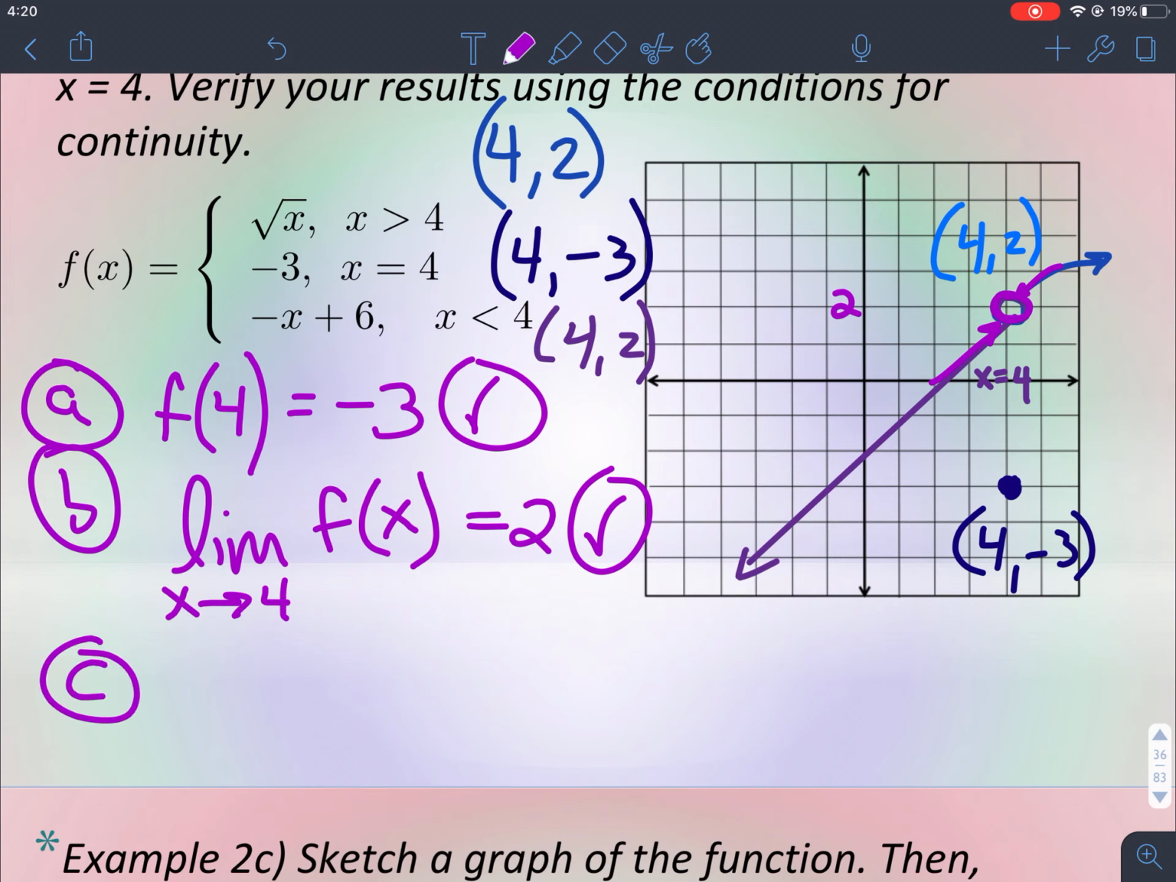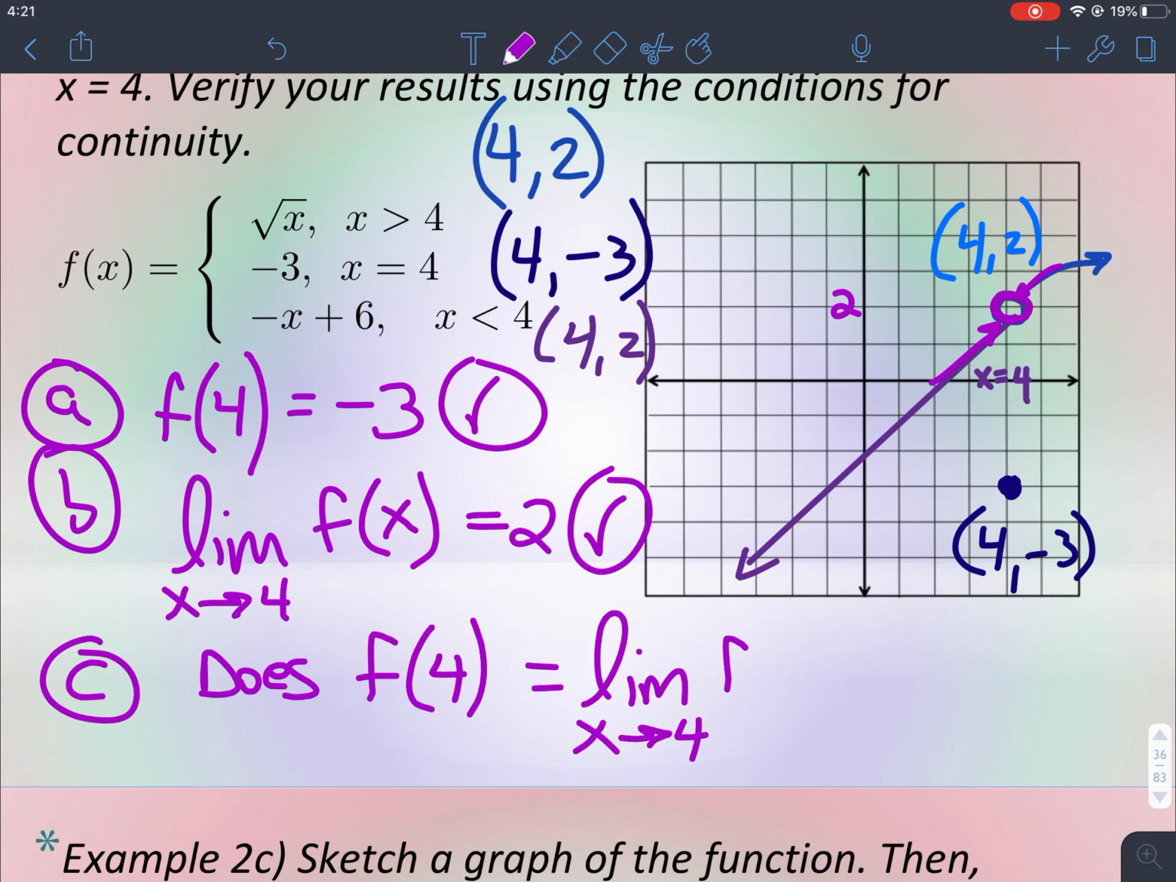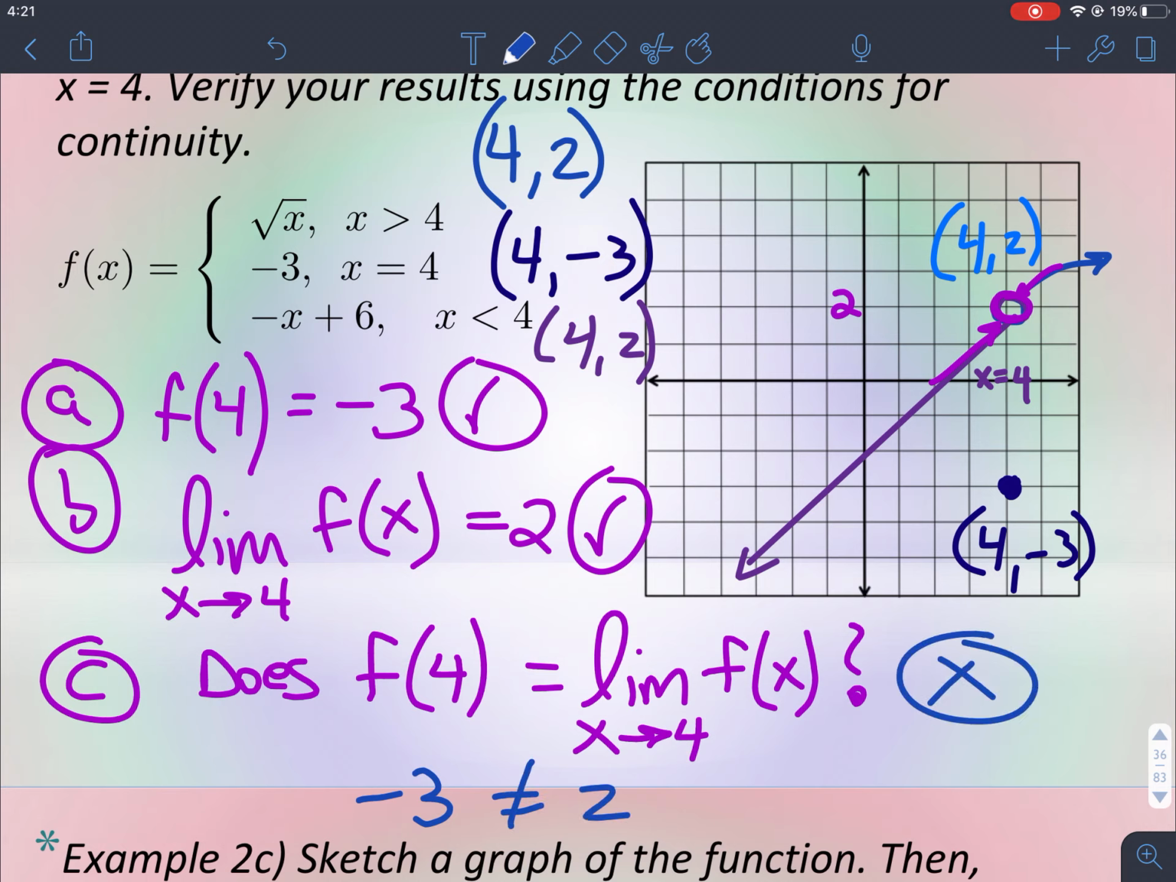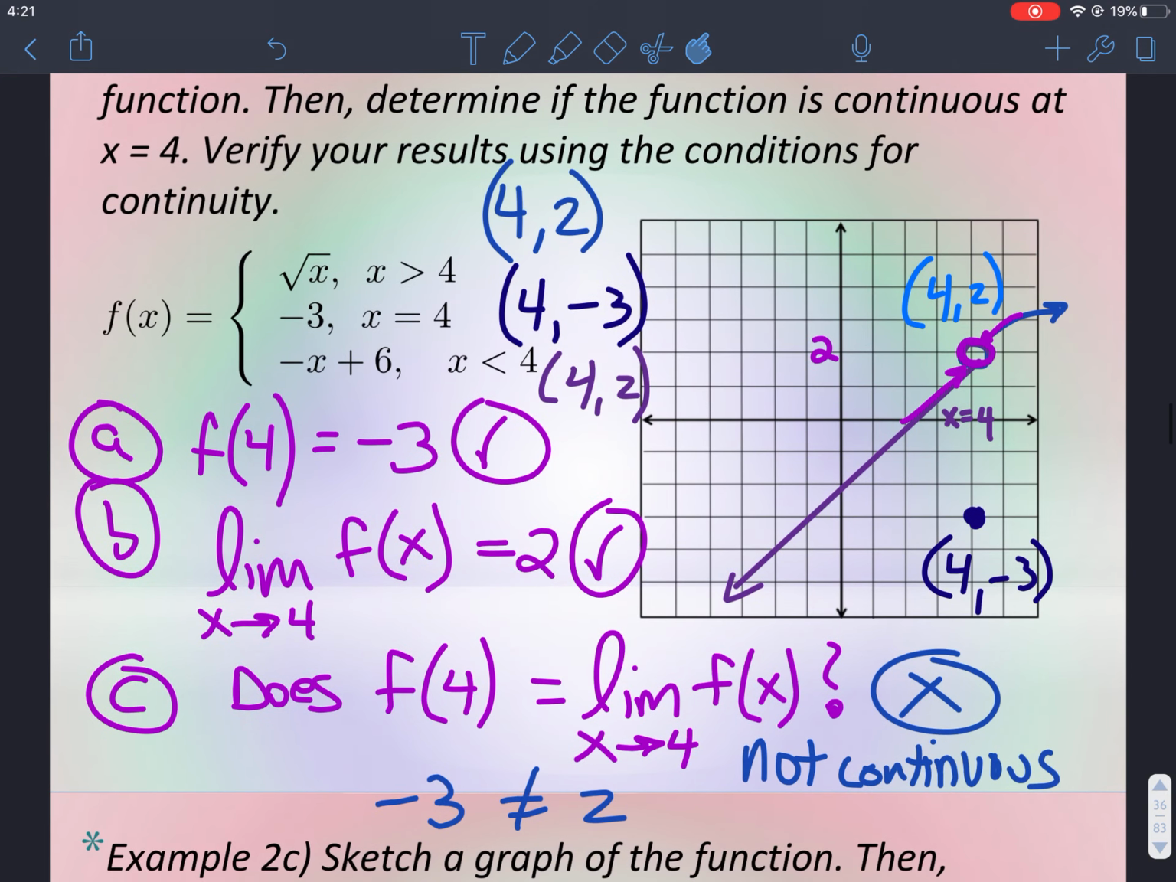However, is it true that f of 4 is equal to the limit as x approaches 4? That answer is going to be no, because negative 3 is not equal to 2. So no, therefore not continuous. It's very much an analysis question, and to say this is a removable discontinuity because the function exists, but the limit is a different answer.